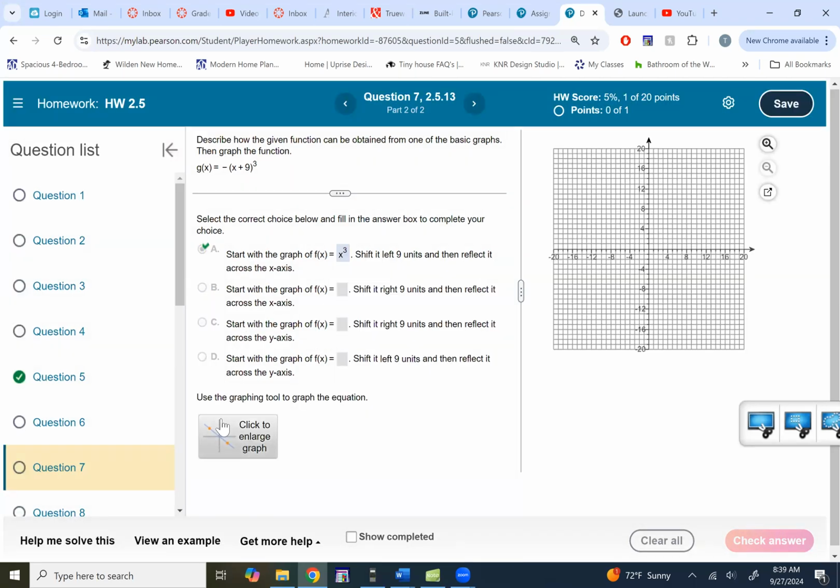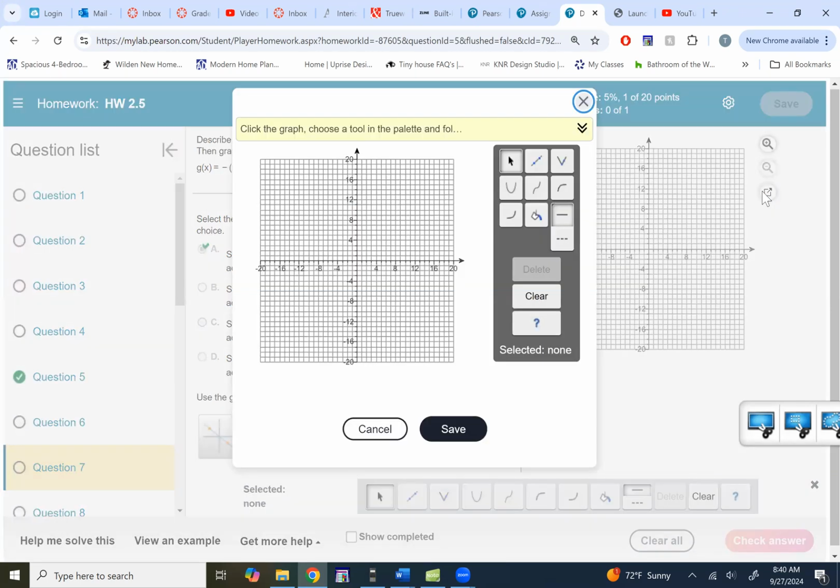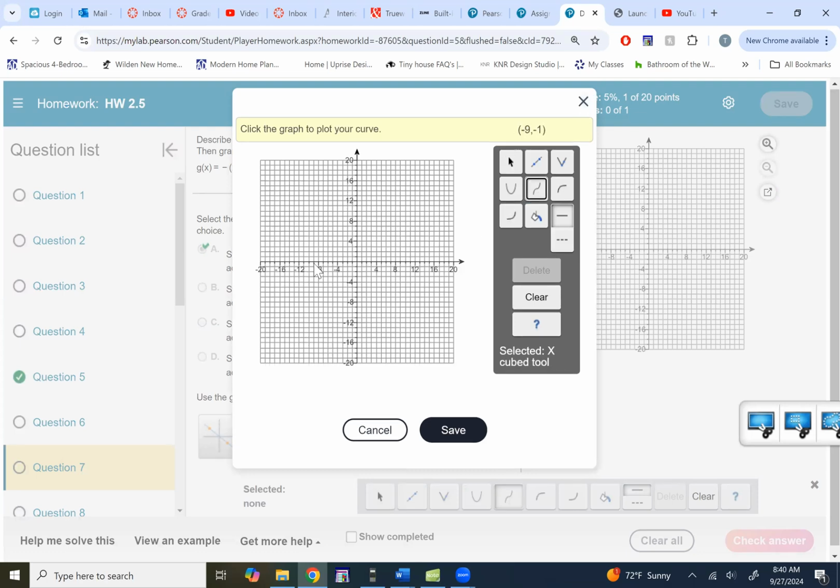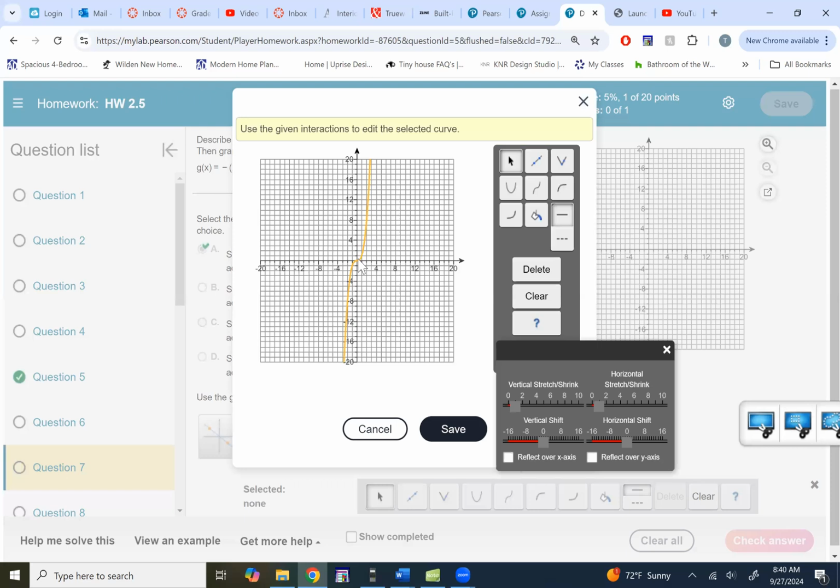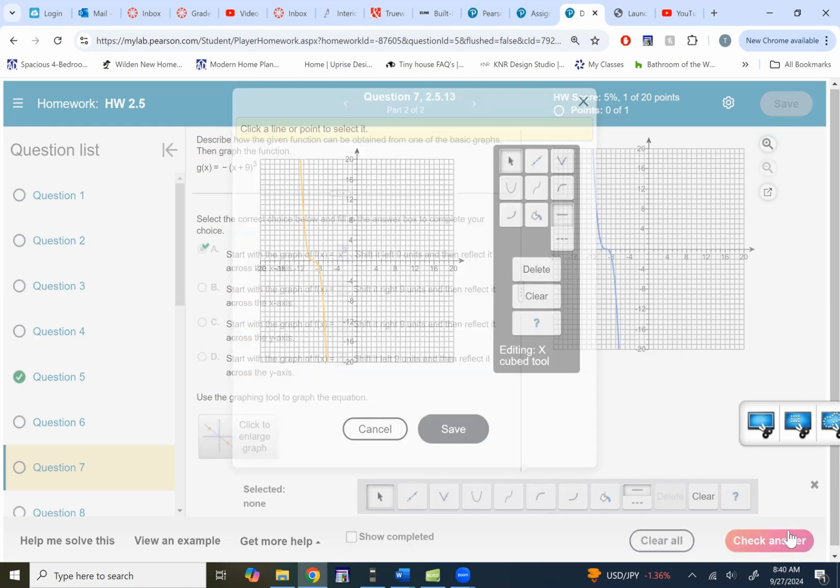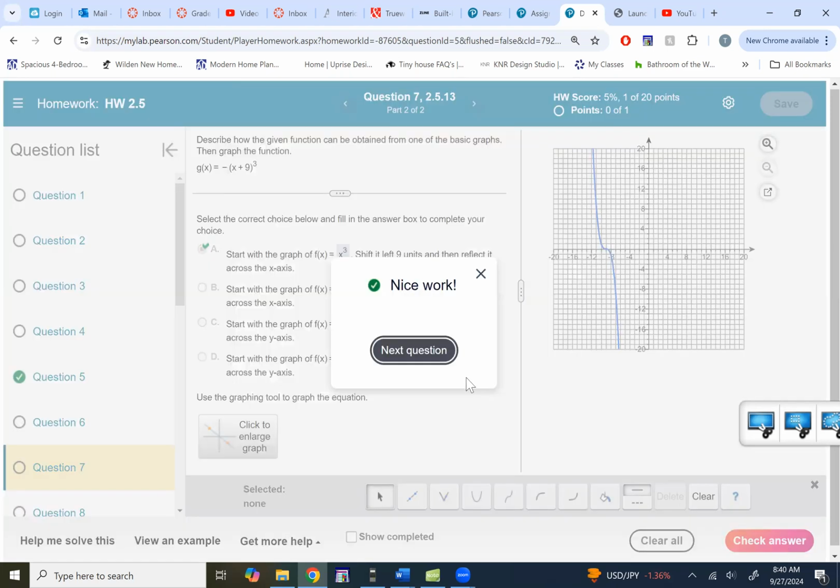Okay, so now they want us to graph it. So I think I remember those dots, you guys. This is our shape. I think it went through negative 9. Oh, we just type it in down here. Okay. There's no vertical stretch or shrink. There's no horizontal stretch or shrink. There is a horizontal shift to the left 9 spaces. And we reflected it over the x-axis. Boy, how easy is that, right? Very cool. Okay, so then we're going to click save. Check answer. Awesome.